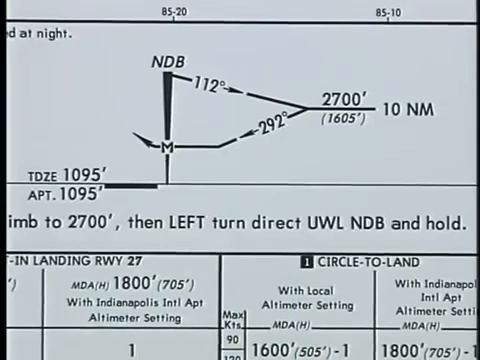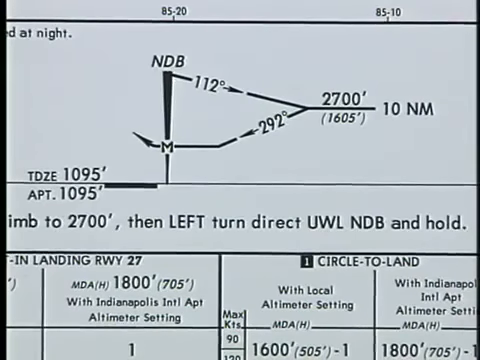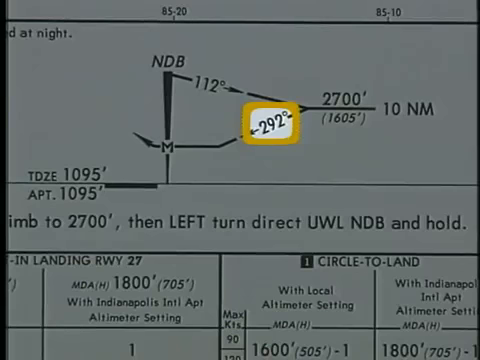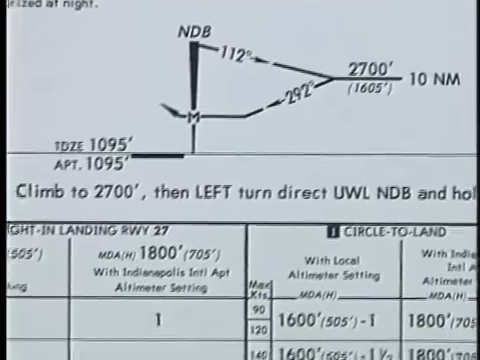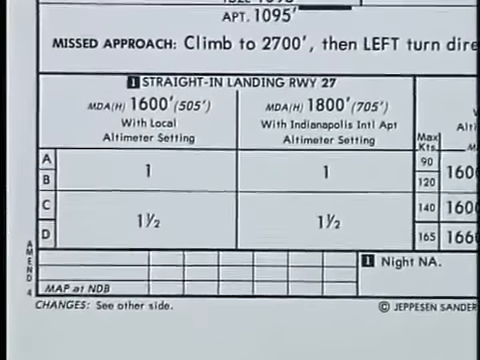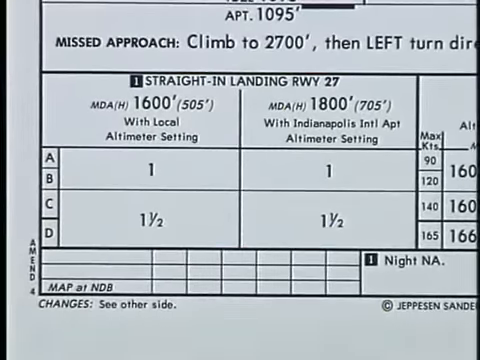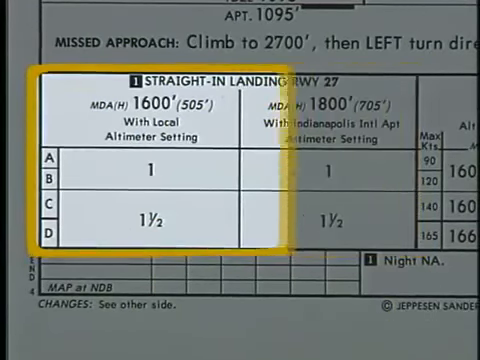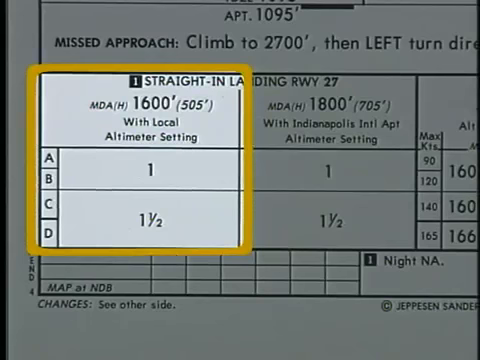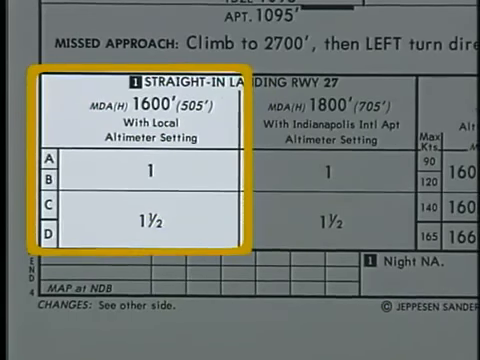You can initiate a descent to the minimum descent altitude once you're established on the inbound course. Determining the MDA involves a couple of steps. Since the approach is for a straight-in landing to runway 27, these minimums apply. Because you were provided a local altimeter setting, you can use the lower MDA.